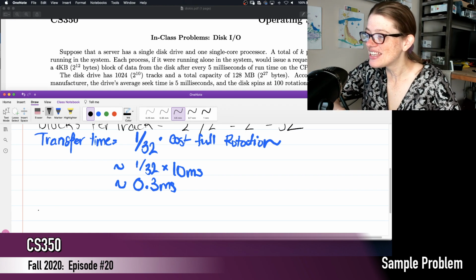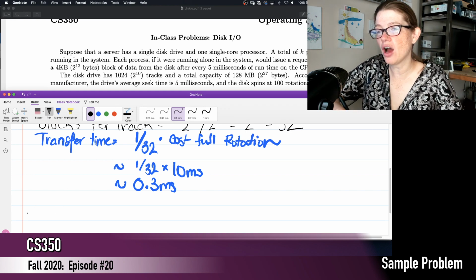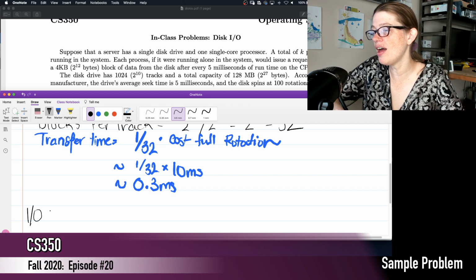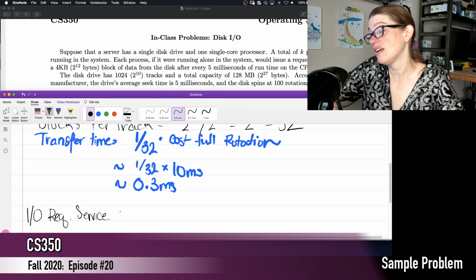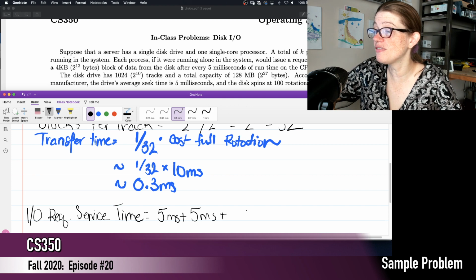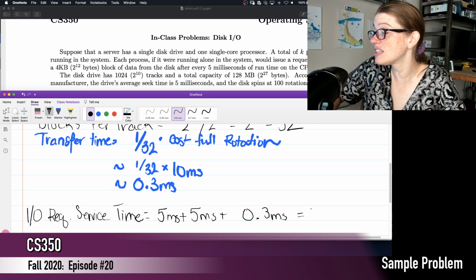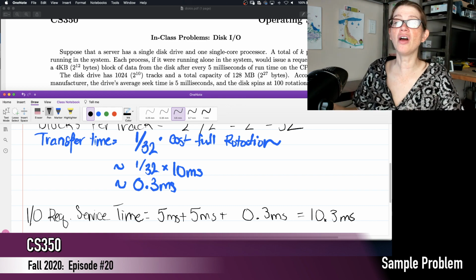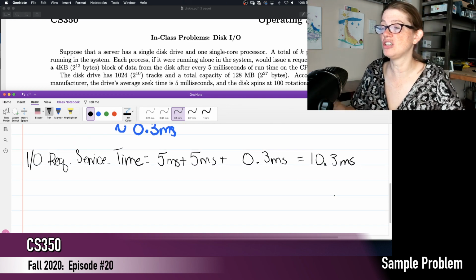Okay, so let's add up these costs to get our IO request service time. So IO request service time is average rotational latency, 5 milliseconds, plus average seek time, 5 milliseconds, plus the transfer time, which we've computed to be about 0.3 milliseconds, which gives us about 10.3 milliseconds is how long it takes to do one IO operation.